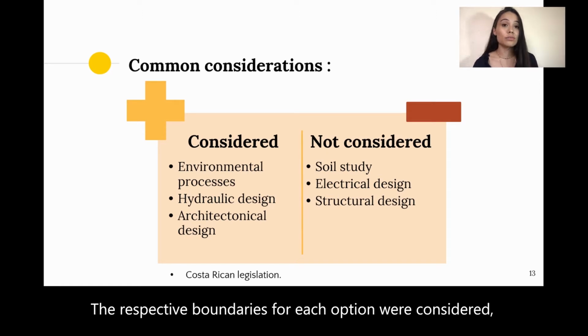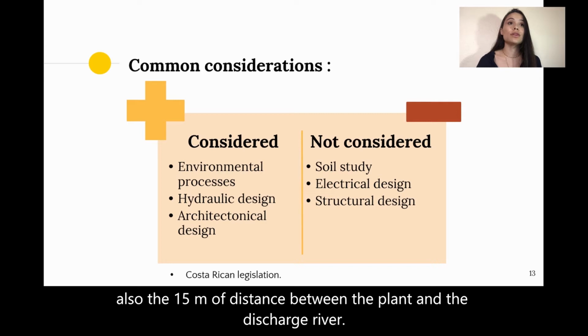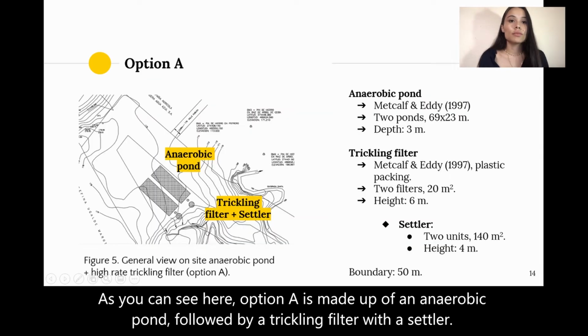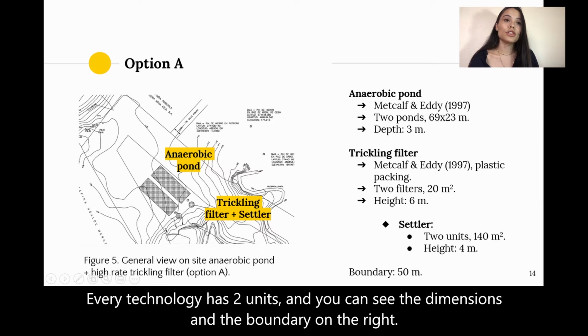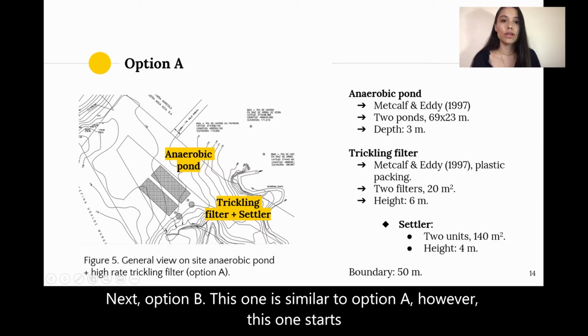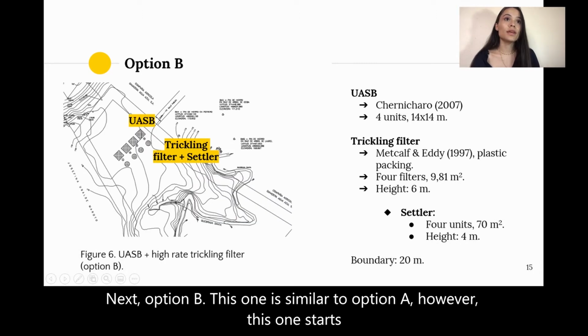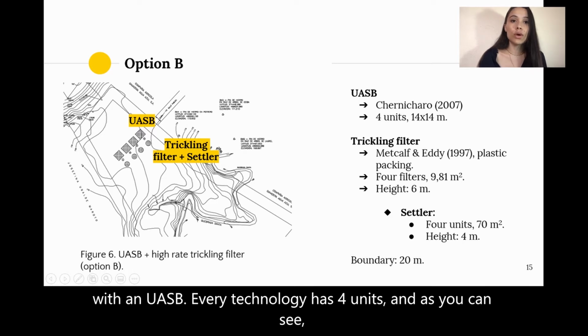The respective boundaries for each option were considered, and also the 15 meters of distance between the plant and the discharge river. As you can see here, option A is made up of an anaerobic pond followed by a trickling filter with a settler. Every technology has 2 units, and you can see the dimensions and the boundary on the right. Next, option B. This one's similar to option A, however, this one starts with an UASB.